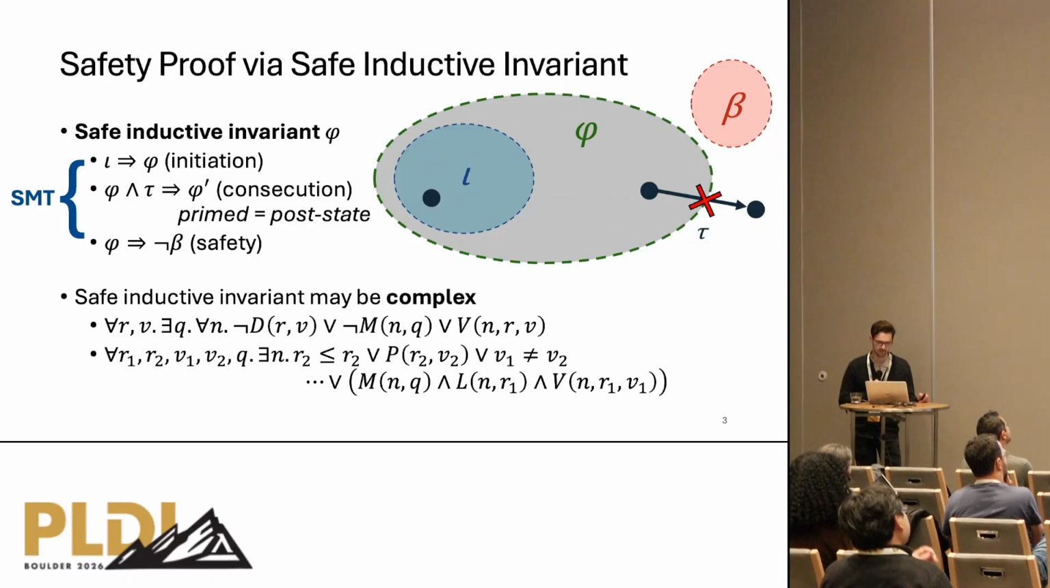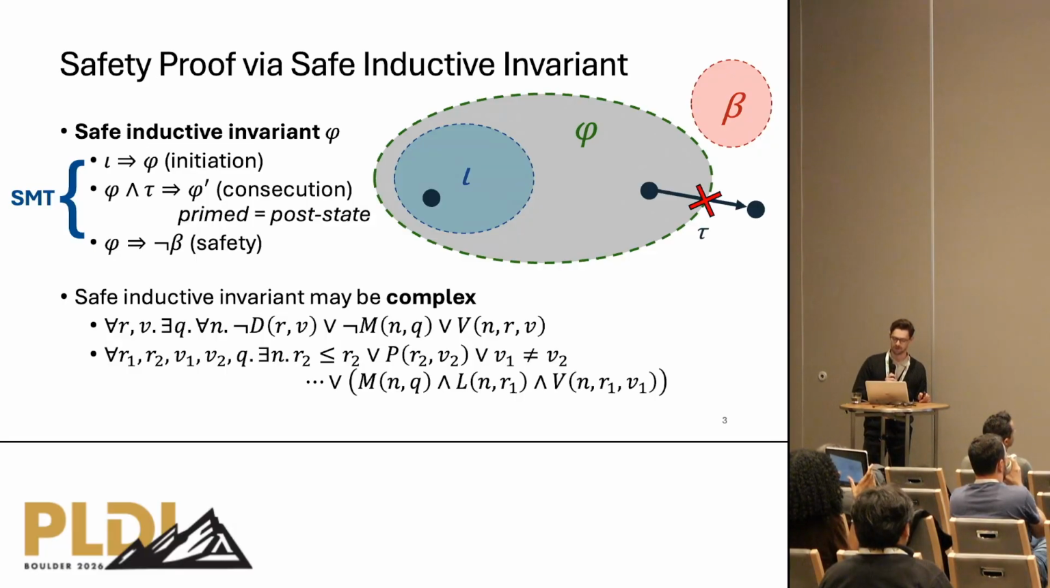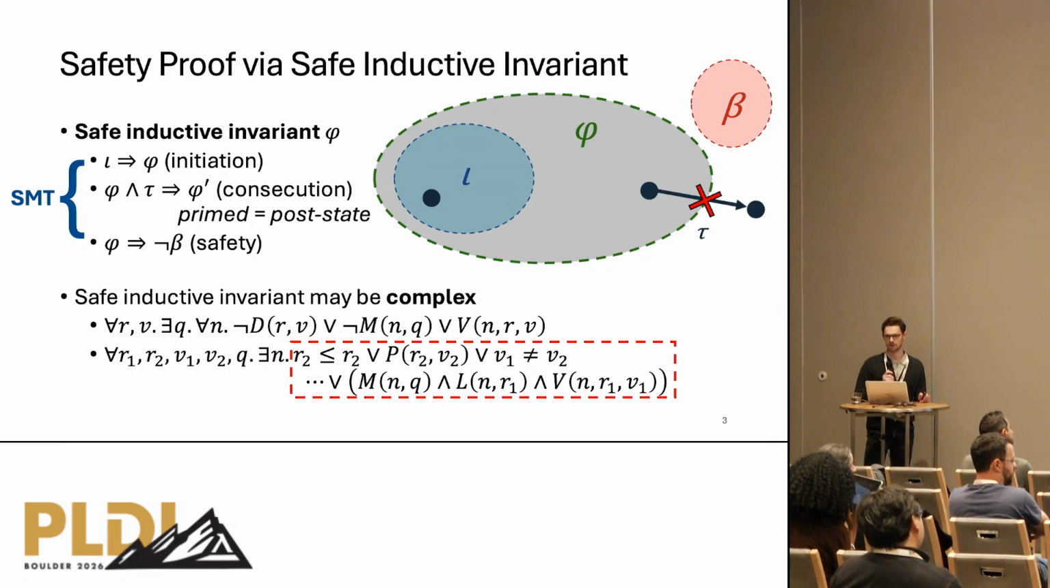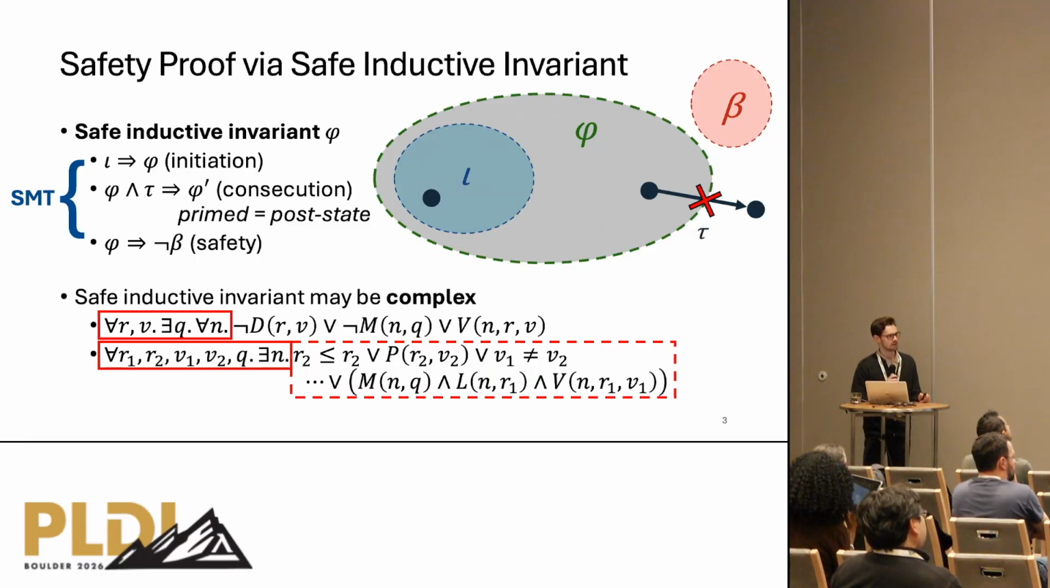Now, the problem with using a safe inductive invariant may be that when the systems become complex, the safe inductive invariant becomes complex. So for example, here you have an example of part of the inductive invariant for Paxos, and you can see that it is complex both in terms of the kind of Boolean structure that the formula has. So it has conjunctions and disjunctions, and also, perhaps more importantly, in terms of the quantification. So a lot of quantifiers and quantifier alternations and quantifier nesting.